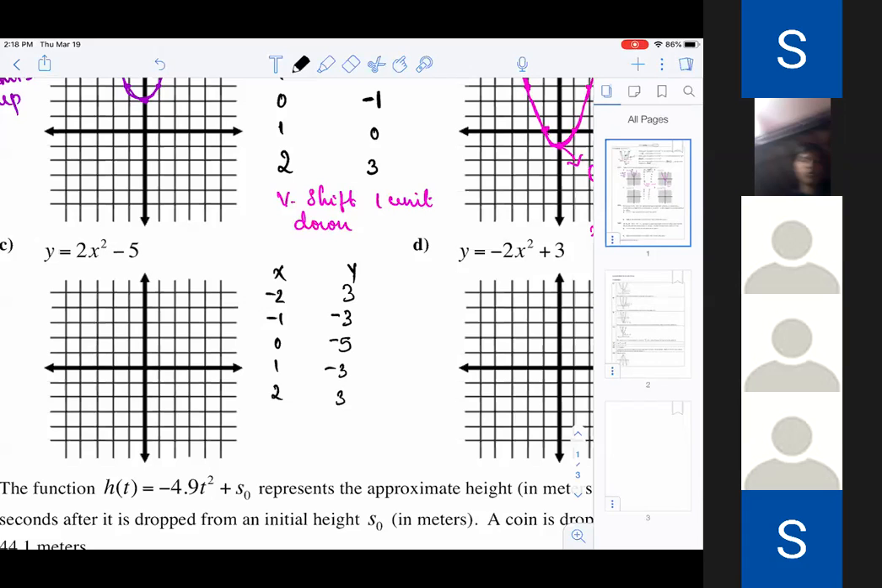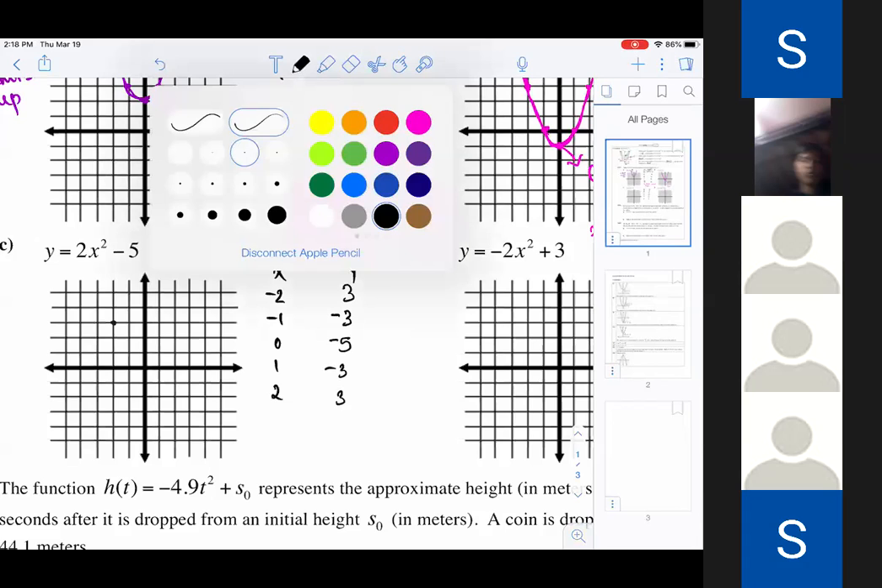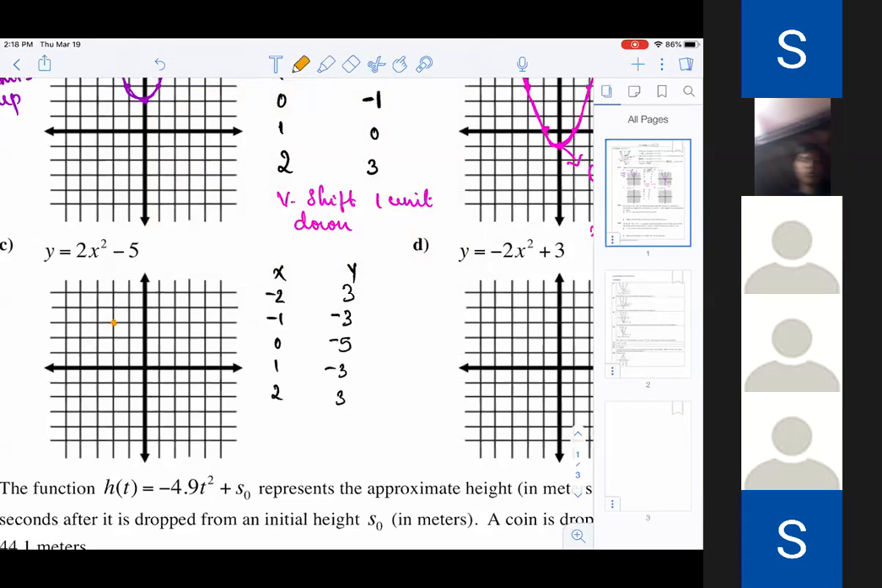-2 corresponds to 3. -1 corresponds to -3. 0 corresponds to... Okay, so that's the graph. A nice U-shaped graph.